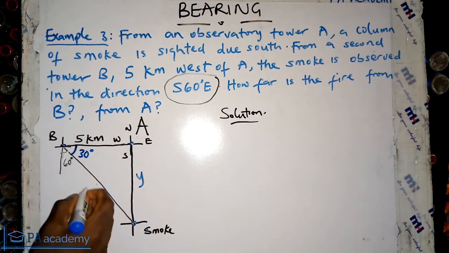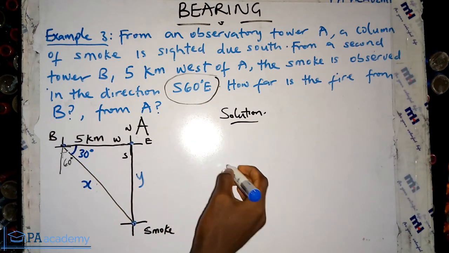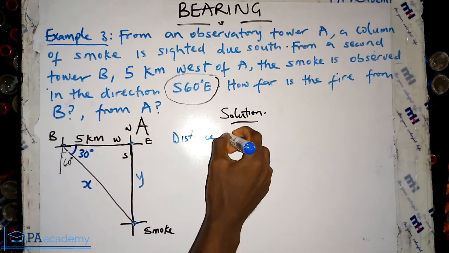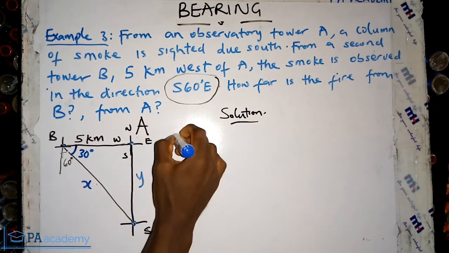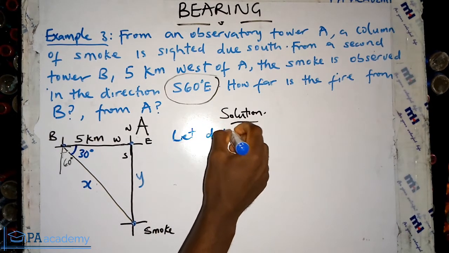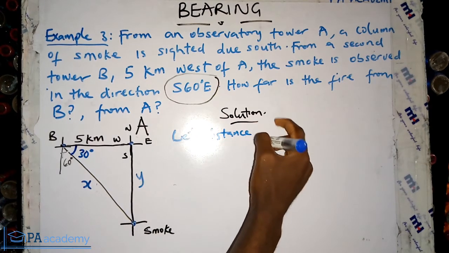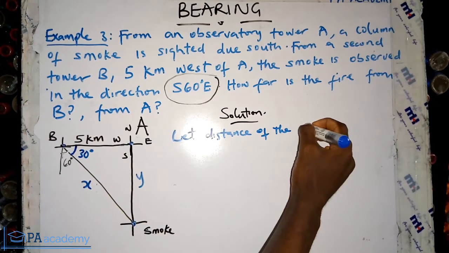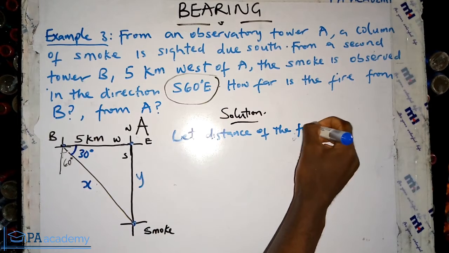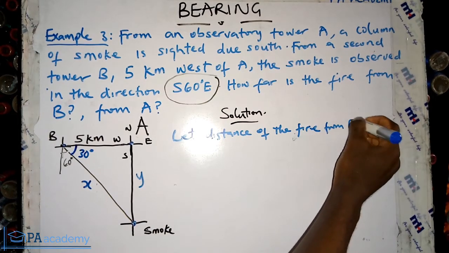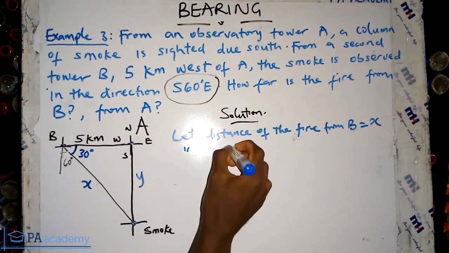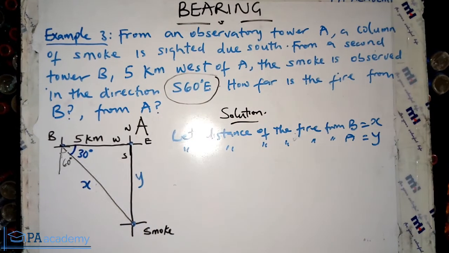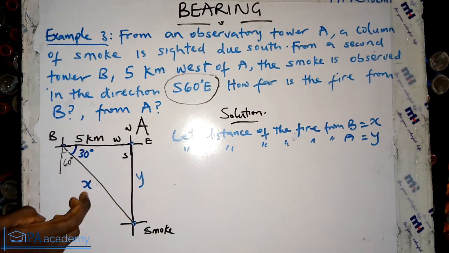So let me write it here. So distance, so let's say distance of the smoke or fire. So let's use fire. Let the distance of the fire from B equal X, and let the distance of the fire from A equal Y. So that would be easier for us when we represent this with X and represent it with Y.